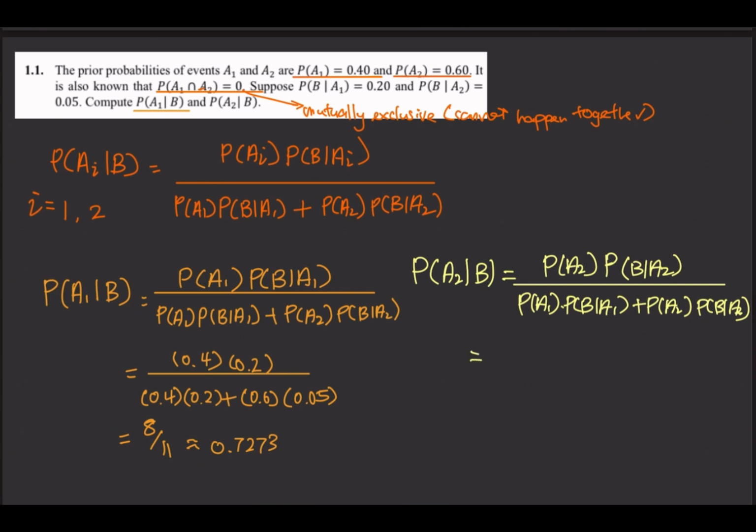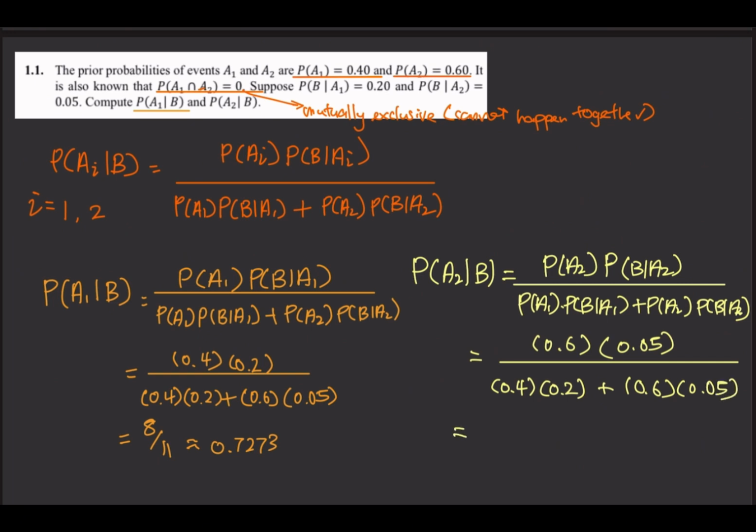Now, just substitute this into the formula. Probability of A2 is 0.6. Probability of B given A2 is 0.05, divided by probability of A1, 0.4, multiplied by probability of B given A1, which is 0.2, plus 0.6 multiplied by 0.05. And what you will get, just substitute into the formula.